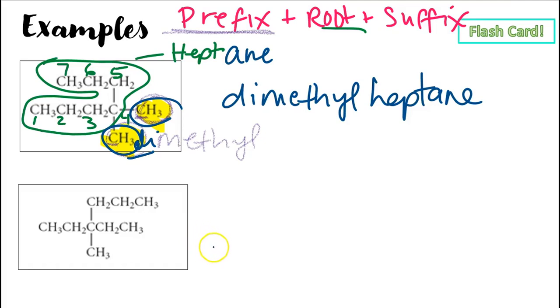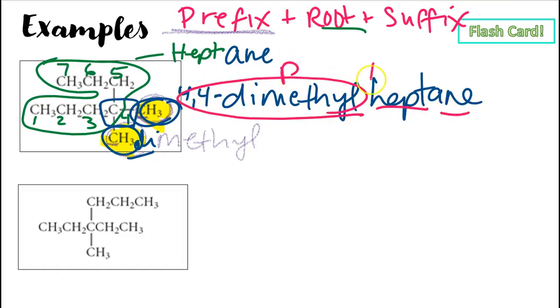Anytime you have substituents, you have to give me a location, right? So you give me the name of the group or substituent, give me the location. With our methyl groups here, we know that they are on carbon 4. How many do we have? We have 2. So this is going to be 4,4-dimethylheptane. So we got our root, we got our suffix, and we have our prefix.